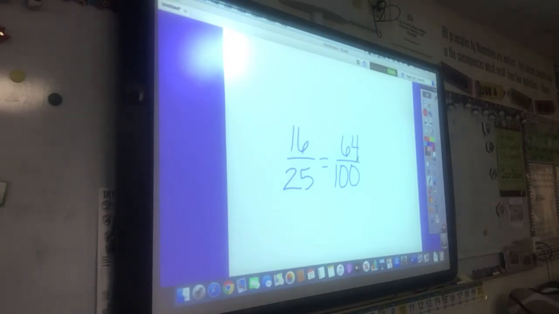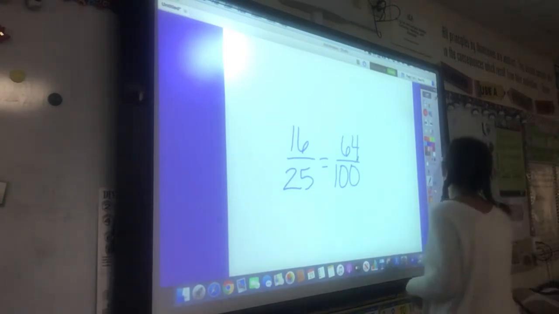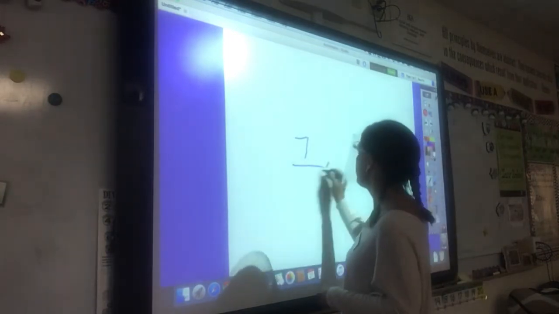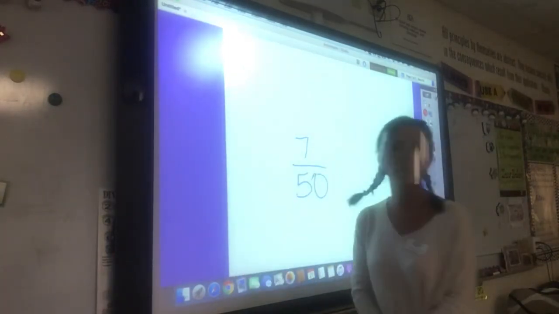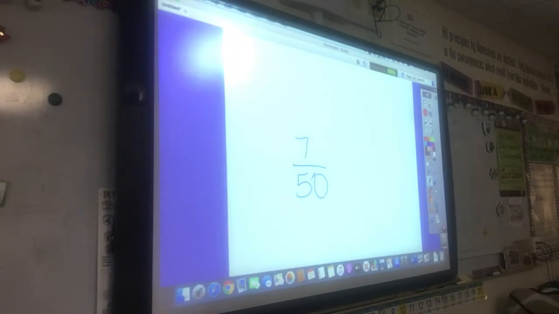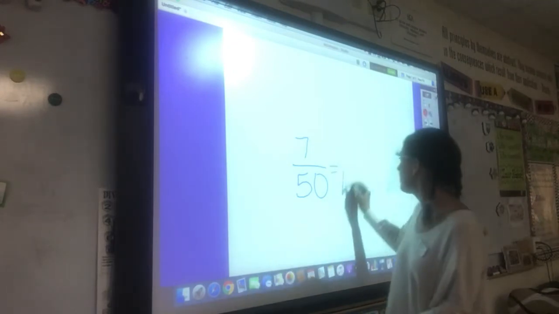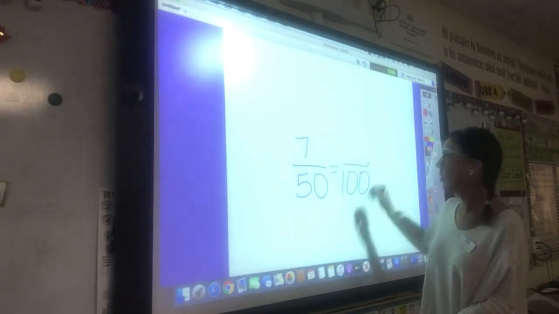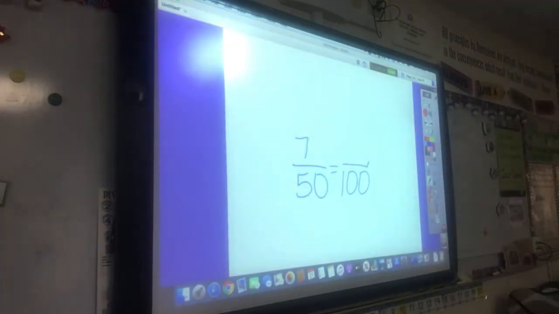Okay, what about this one? 7/50. I want that to become a decimal. What do you think we should get the denominator to, Caroline? 100. Okay, now we just need to figure out our missing piece, and then we'll have our decimal. Mason, what would our missing piece be? 14. So what's my decimal? 0.14.